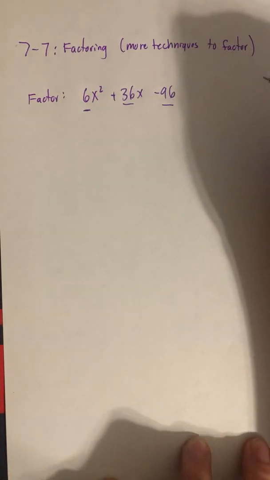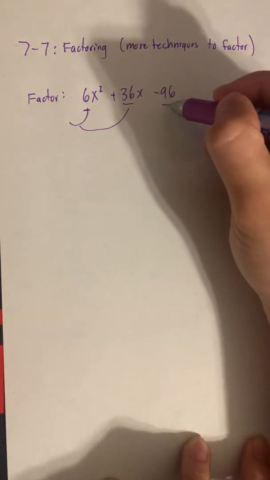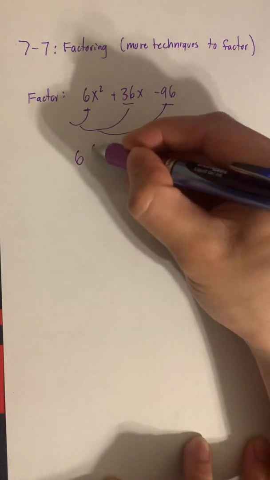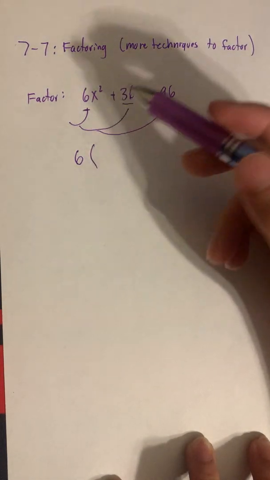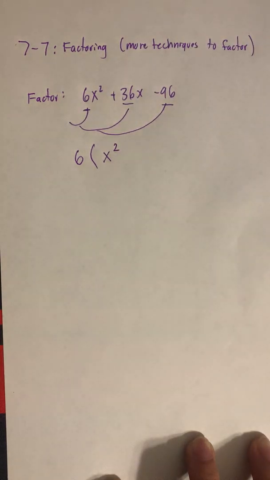So basically, we're going to reverse distribute. We're going to take a 6 out of this 36, and we're going to take a 6 out of this 96 term. So I'm going to put a 6 up front. That's what we're factoring out. And then if we take a 6 from 6, we're left with a factor of just 1. So I'm just going to leave it as 1x squared, which is the same thing as x squared.